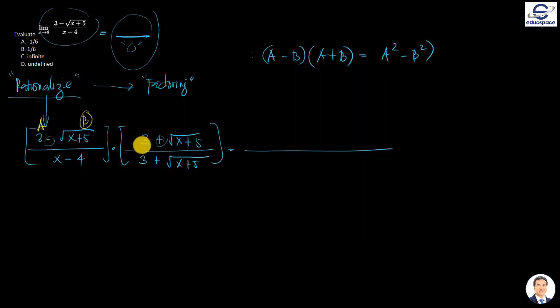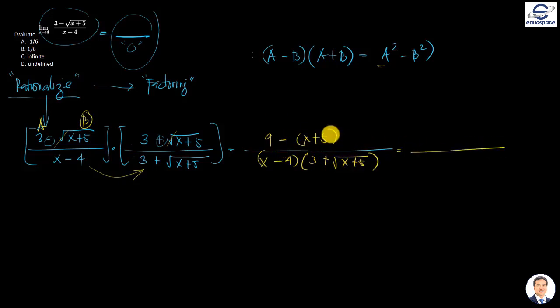This means that 3 multiplied by 3, that is a squared, is 9, and then minus the square root of x plus 5 multiplied by positive square root of x plus 5 is basically x plus 5, because the radical sign will cancel out. In the denominator, we still have x minus 4. The technique here is not to multiply these two, but to wait until we simplify the numerator. So we still have x minus 4 multiplied by 3 plus the square root of x plus 5. We simplify this: 9 minus x minus 5.